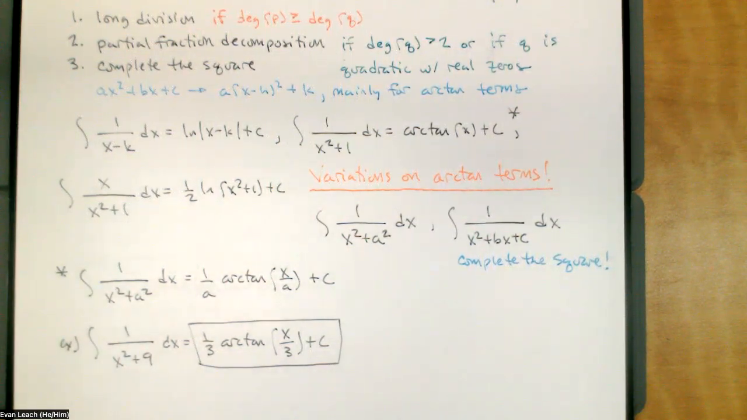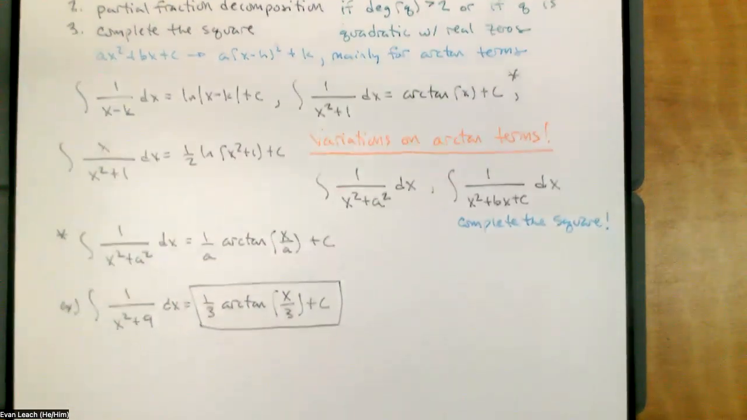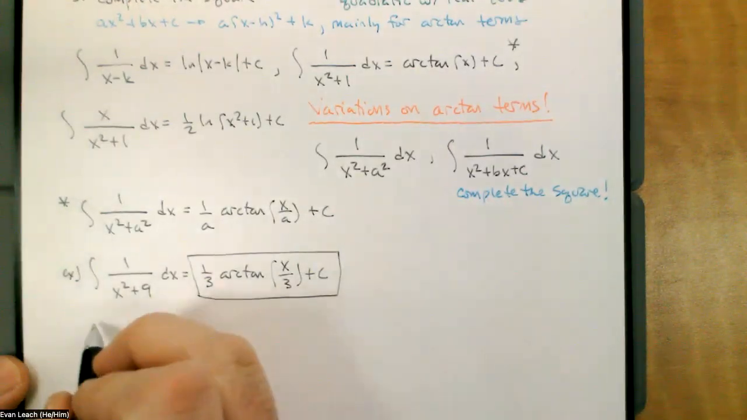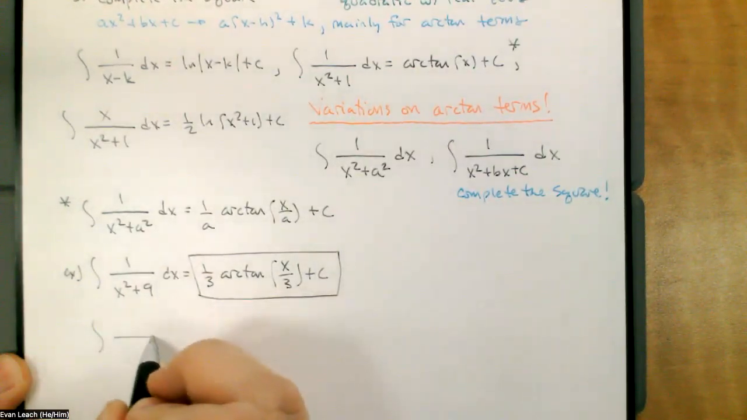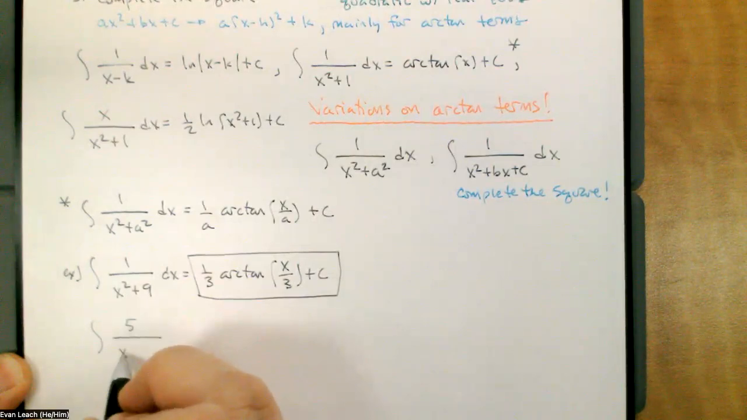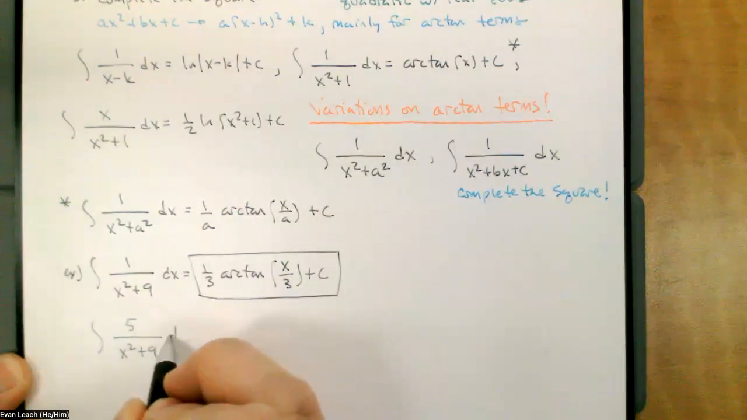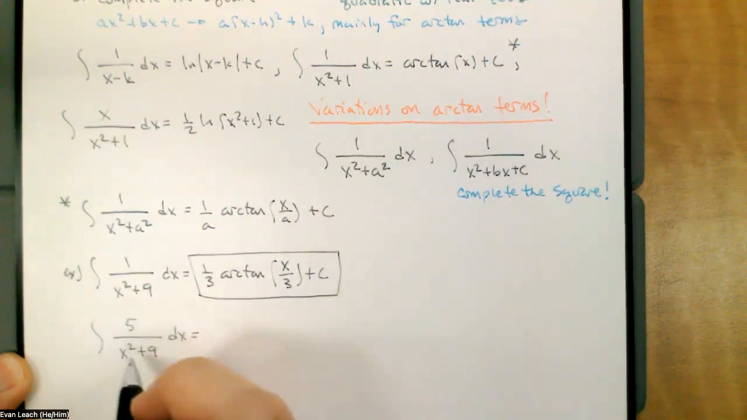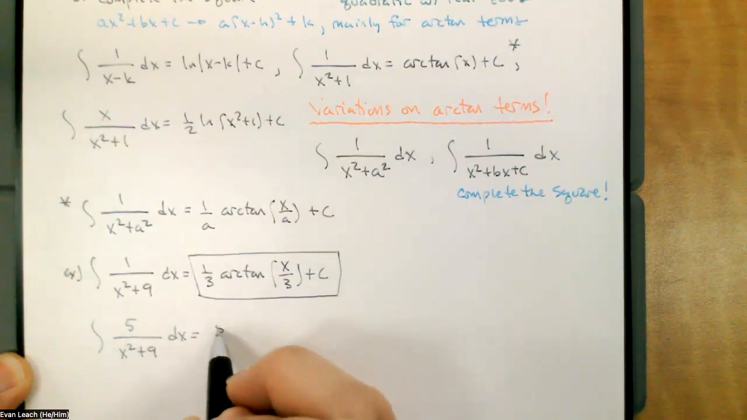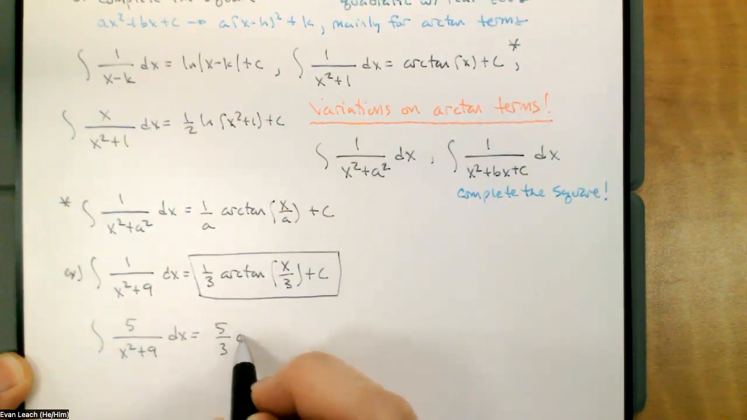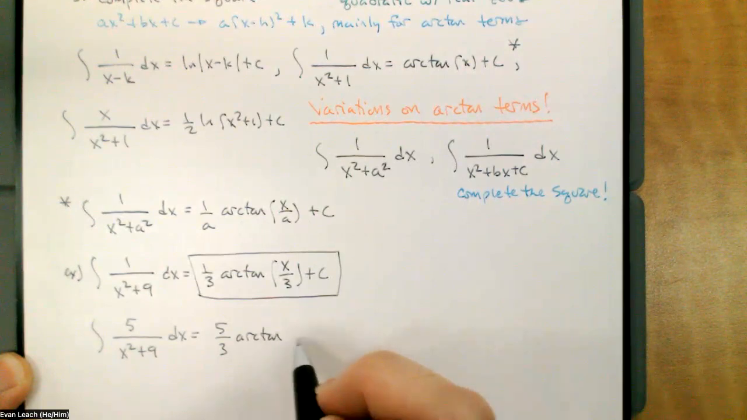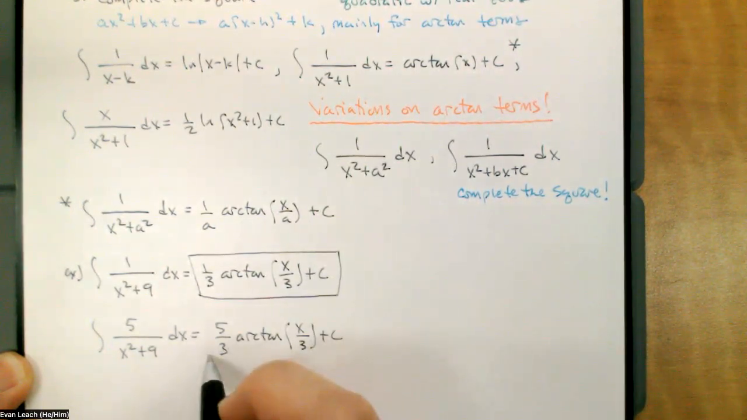If the numerator is fooling around but still degree 0, then there's nothing really different going on. So if we change this to, let's say, 5 over x squared plus 9, this is still degree 0 over degree 2 with complex zeros. So we'll just end up with 5/3 arctangent x over 3 plus c.